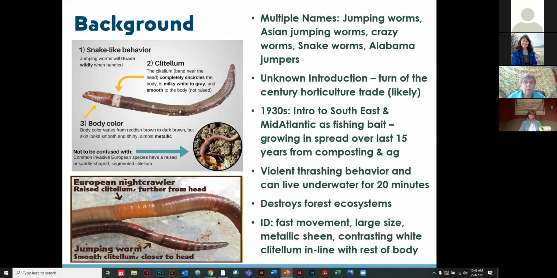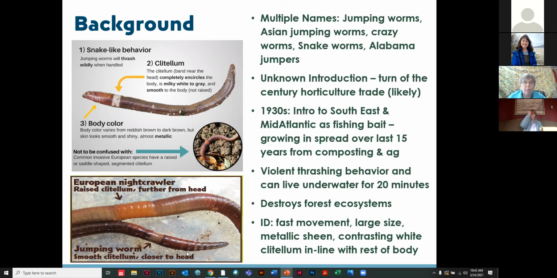The way to identify if you are trying to buy bait and it is actually an invasive jumping worm, which you're welcome to report, just call me anytime or report it to the DEC: they have incredibly fast movements, so they really do wriggle and thrash, not unlike any worm you've ever seen. They're very large in size. This actually isn't the best example. They can grow up to about 8 inches in length.